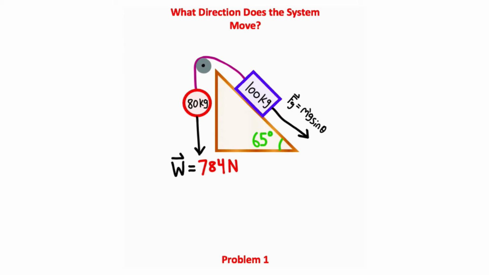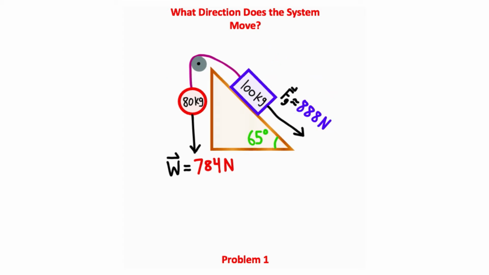Now let's calculate the force due to gravity of the 100 kilogram object. That's going to be m prime times g times the sine of theta, which should give you 100 times 9.8 times the sine of 65. Evaluating this entire number right here should give you 888 newtons. Notice that 888 newtons is stronger than 784 newtons. That means the system's going to move to the right.